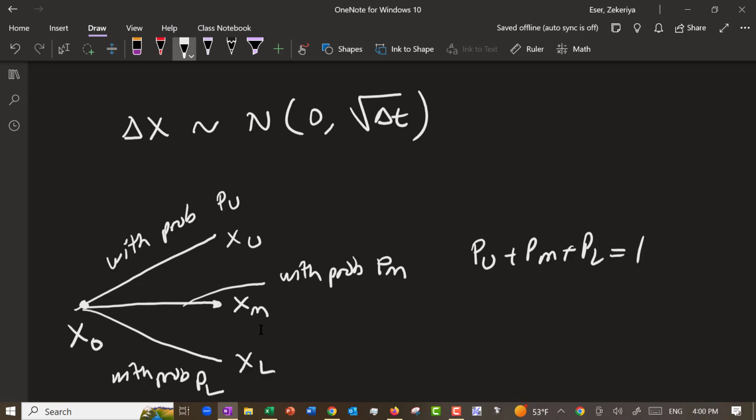I made the time period so small that only 3 things can happen. You can go up, you can stay in the middle, not necessarily equal, and you can go down. And they have different probabilities. But I want this little approximation. This is basically a discrete approximation to the normal distribution. I want this approximation to share some properties with the actual normal distribution.